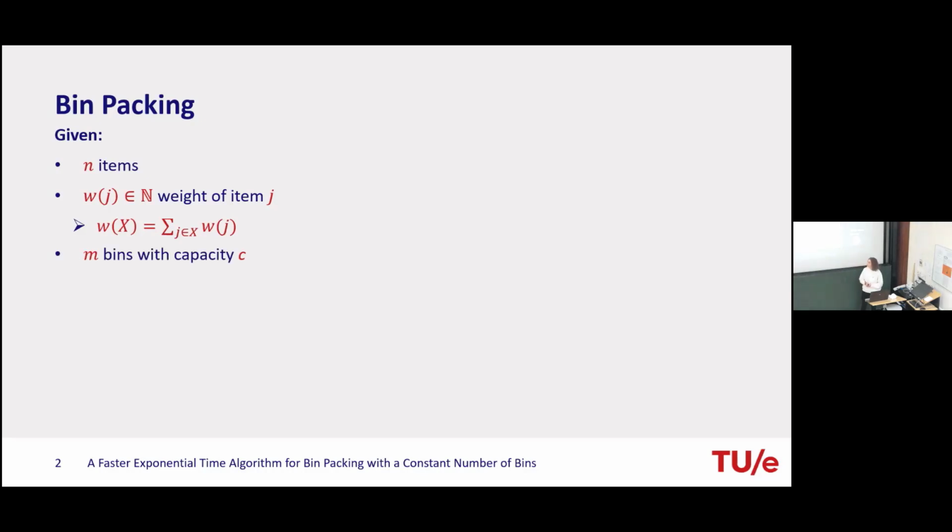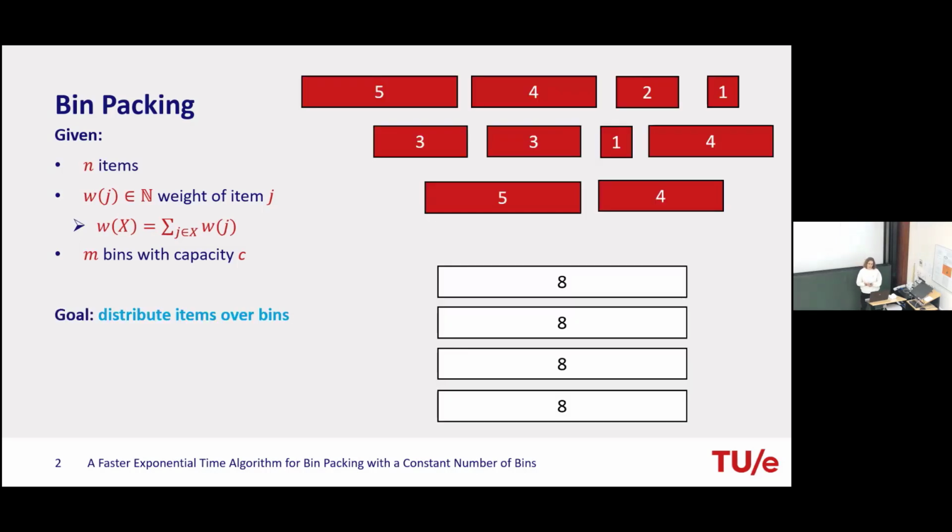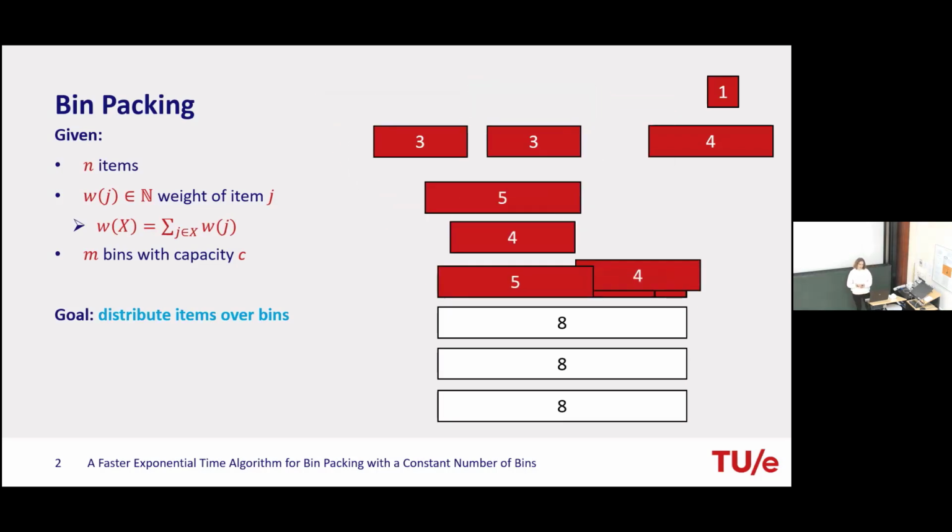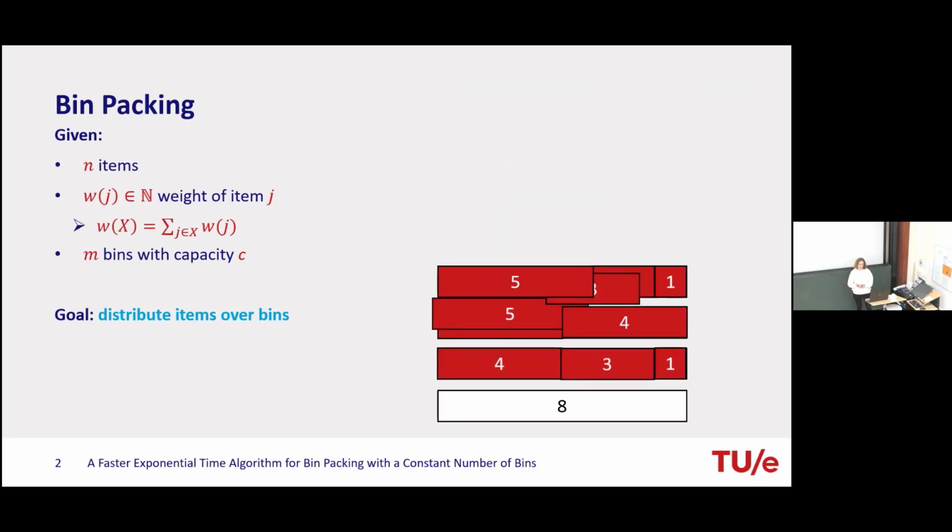And then we have m bins, and the bins have a capacity C, and we then want to know, can we just distribute these items over these bins? So in this example, we have a couple of items with different weights, and we have 4 bins here with capacity 8, and the question is, can we distribute them? And this is a yes instance because we can.